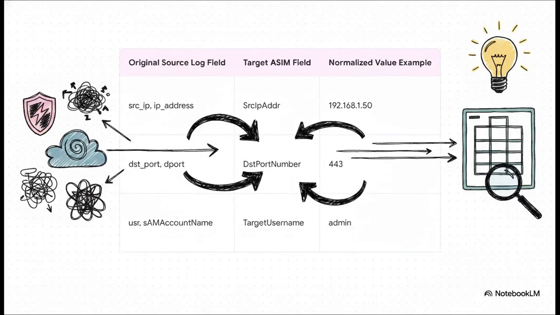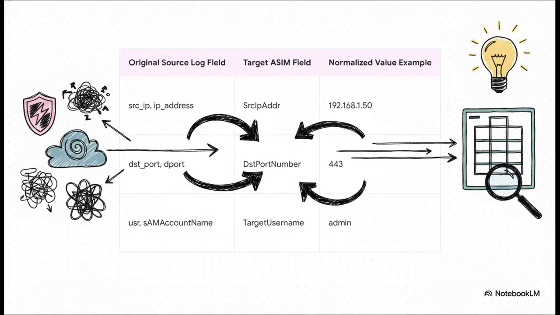And this brilliantly illustrates exactly what we mean. This mapping is the ultimate aha moment for any security analyst. Take a look at the original source log fields. One vendor calls the field src-IP, another calls it source_IP, a third just says IP address. ASIM takes every single one of those and maps them to a single target ASIM field, SrcIpAddr. It does the exact same thing for destination ports, mapping them all to DstPortNumber, and various user IDs get mapped cleanly to TargetUsername.